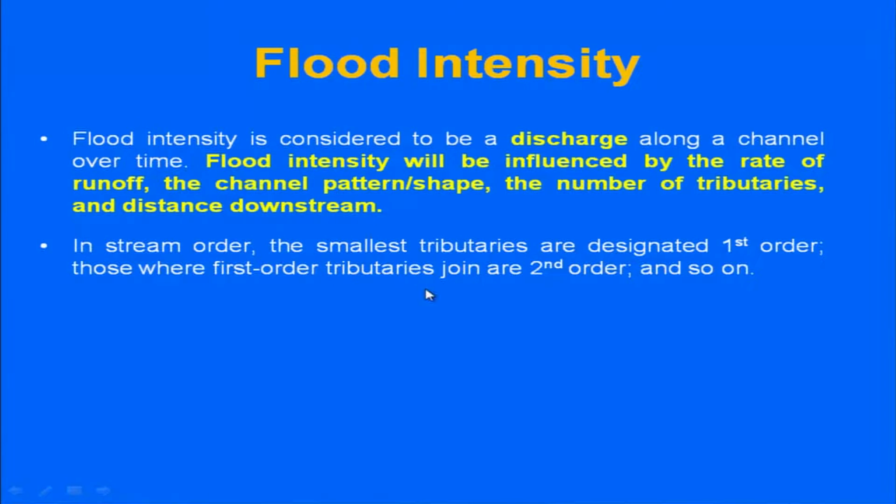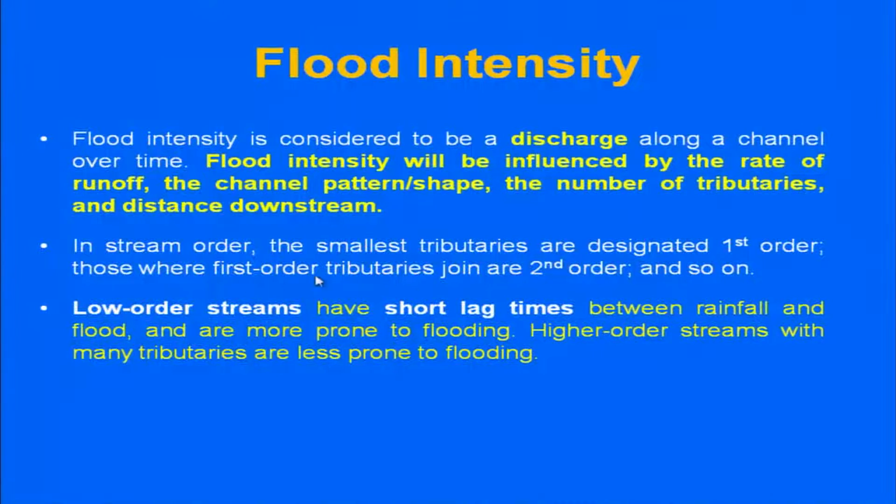In stream order, the smallest tributaries are designated as first order, as we have seen, and those where first order tributaries join are second order, and so on. Then you have third order and so on. Lower order streams have short lag time. One example we discussed was the Uta river, where the lag is between the time of precipitation, that is the rain, and the flooding state.